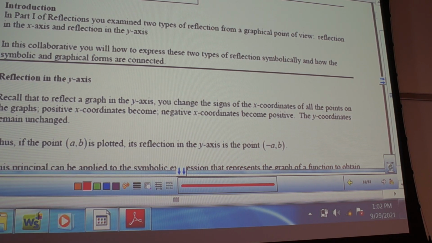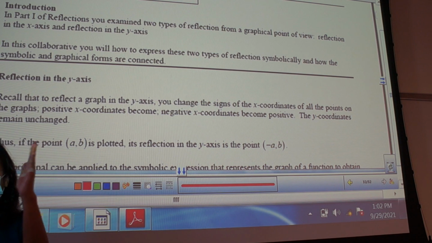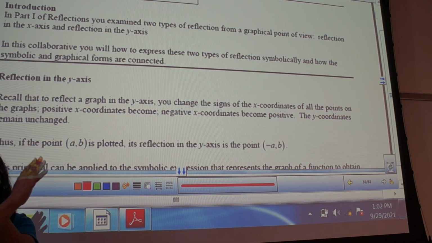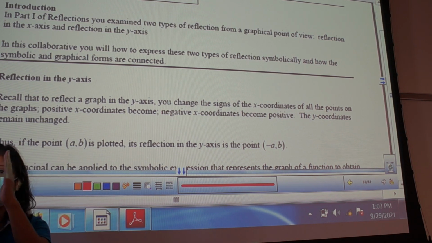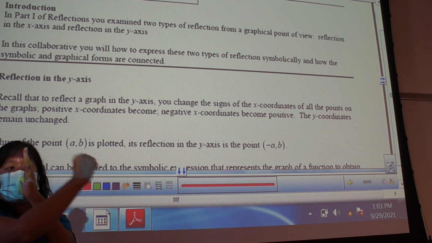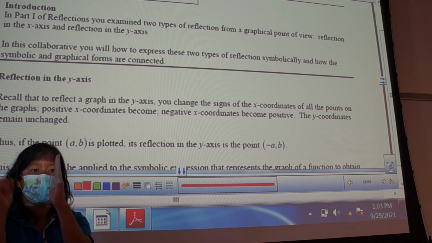Recall, to reflect a graph across the y-axis, this way, guys, what happens? Does my x change or my y change? Your x changes. From here, I go to there. My x changes, my y stays the same. It's across the y-axis, so the y stays the same. The x becomes negative x.